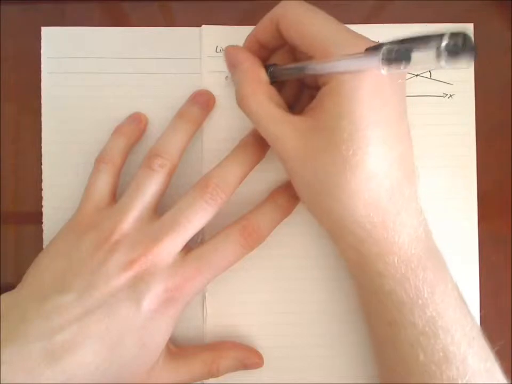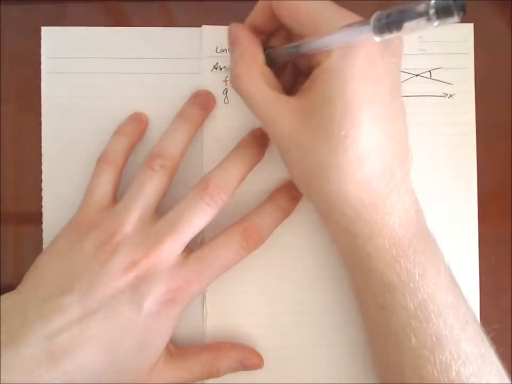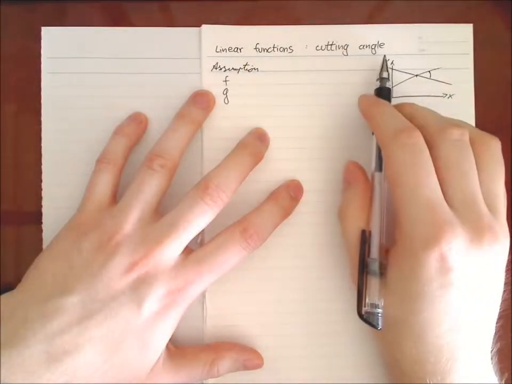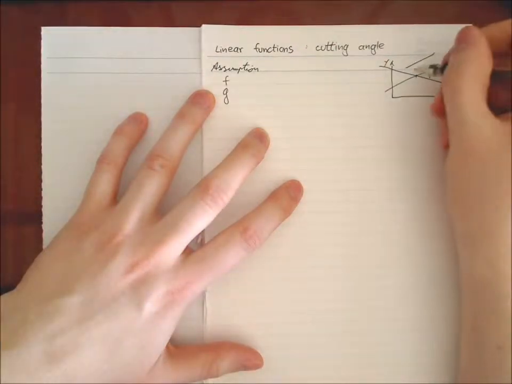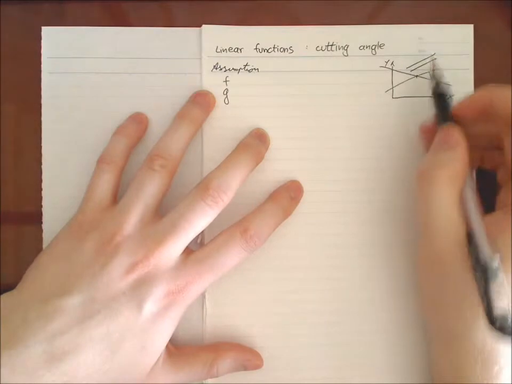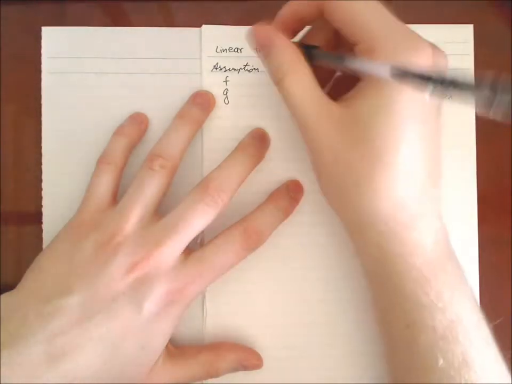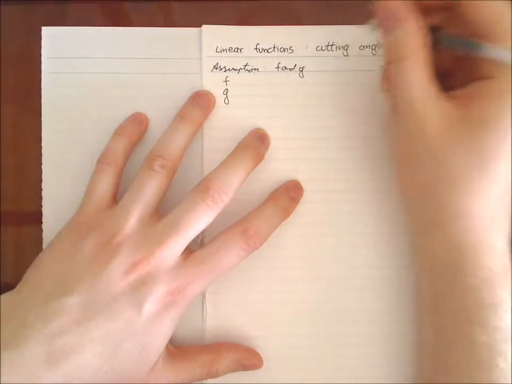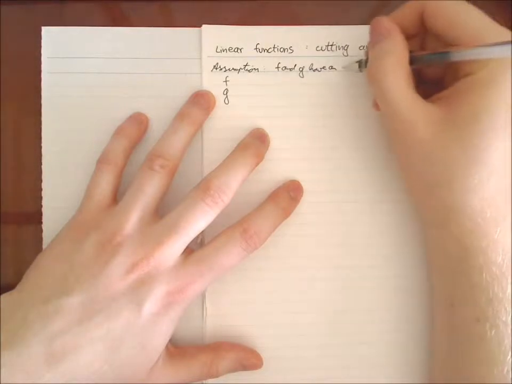For this exercise, we assume that we have two intersecting functions, f and g. First of all, this is an assumption. Otherwise, this wouldn't make any sense. When the two linear functions are parallel, then of course I cannot calculate any intersection or any cutting angle, because there's no intersection. So, assumption: f and g have an intersection.